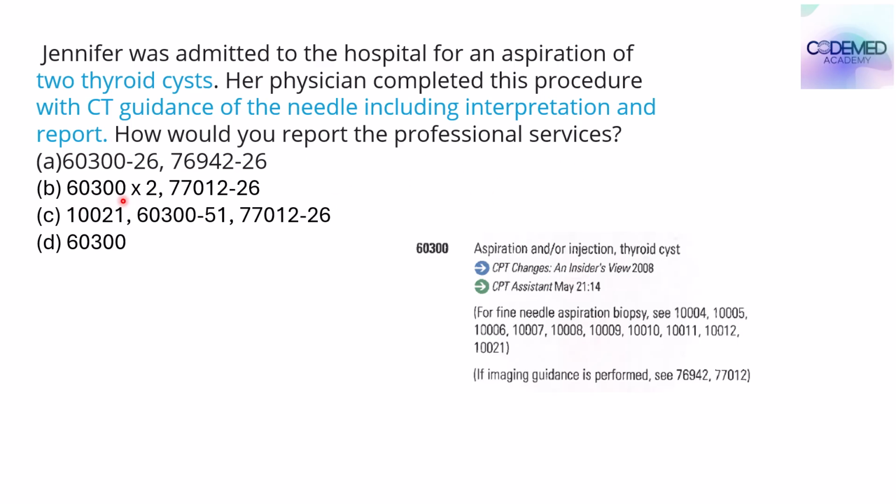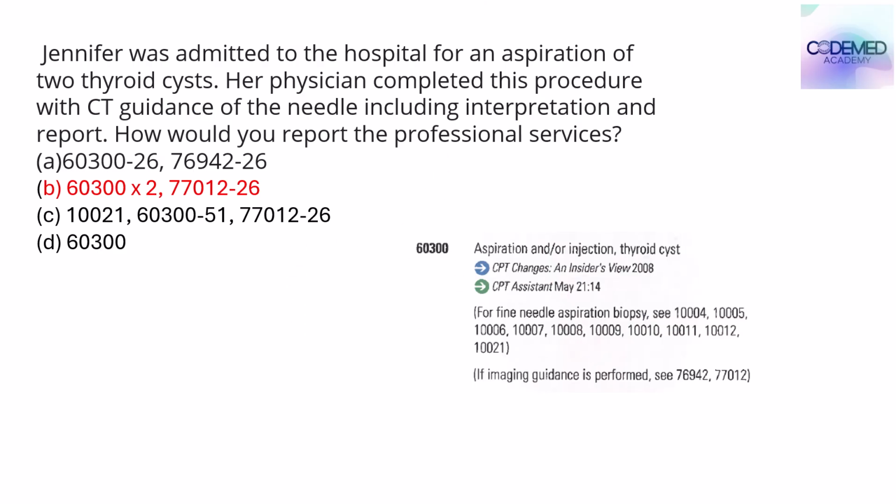Now, in this case, if you have seen the options, everywhere there is a code 60300. So we need to read the parenthetical notes in order to pick up the correct answer. Aspiration and/or injection of the thyroid cyst. In our case, how many cysts? Two cysts. So this talks about only one cyst. And if it is two cysts, we will definitely require 60300 twice. So let us see what the answer is, or you can help me zero down the answer.